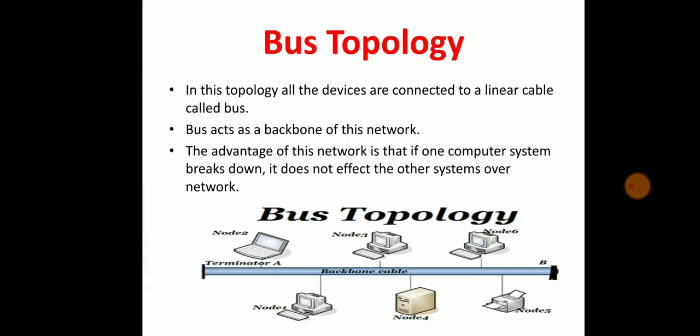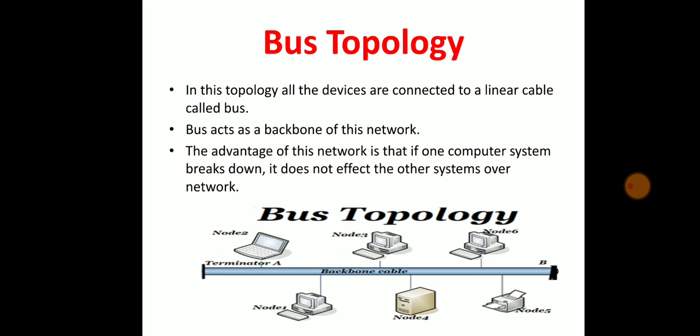Next one is the bus topology. In this topology, all the devices are connected to a linear cable called bus. Here we see that the backbone cable is shown. This is the cable through which all the computers and the printers are connected. So in bus topology all the devices are connected to a linear cable called bus, and this cable is known as the backbone of this network.